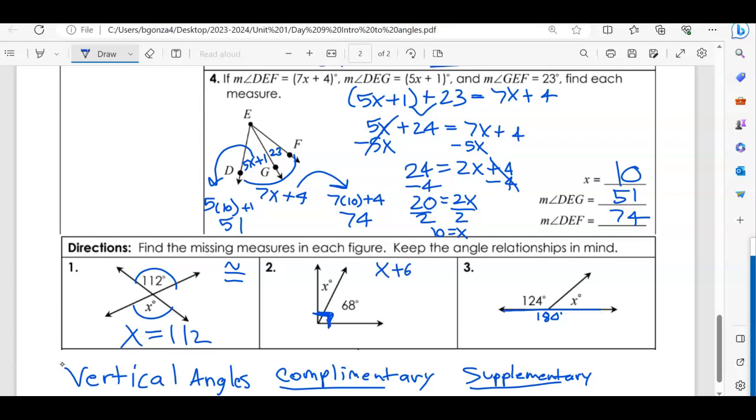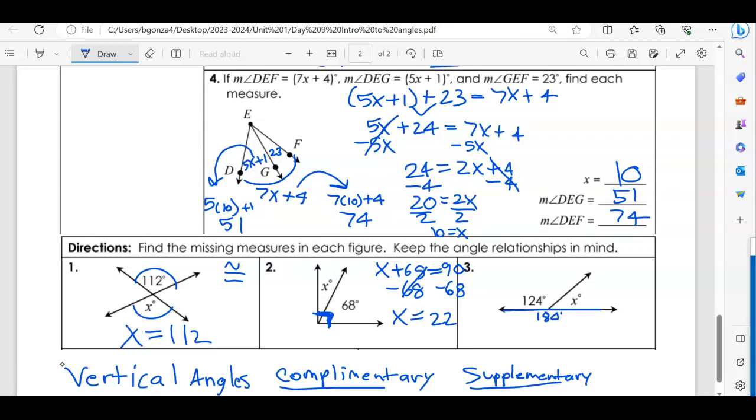Okay? 2, complementary adds up to 90, right? You see the 90-degree angle? X plus 68 equals 90. What do I do with that 68? Subtract to get the complement. 90 minus 68 is 22. Does that make sense? Part plus part is whole. Subtract the part from the whole to get the missing part.